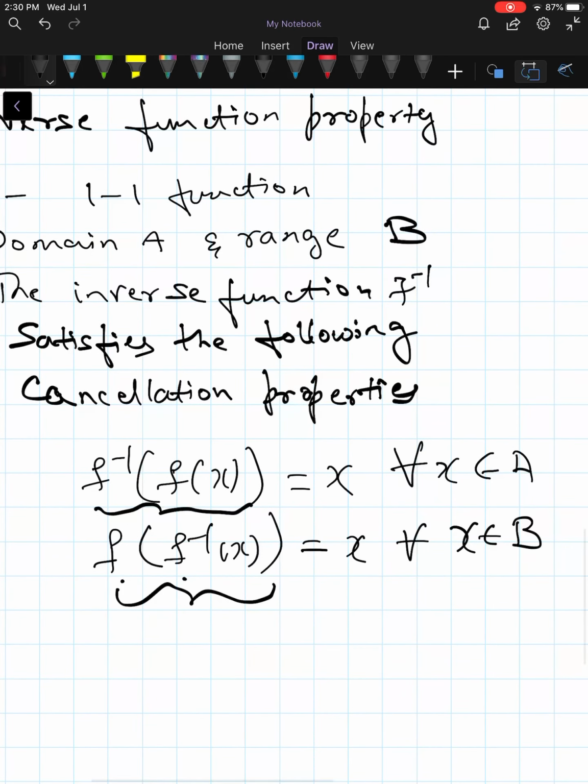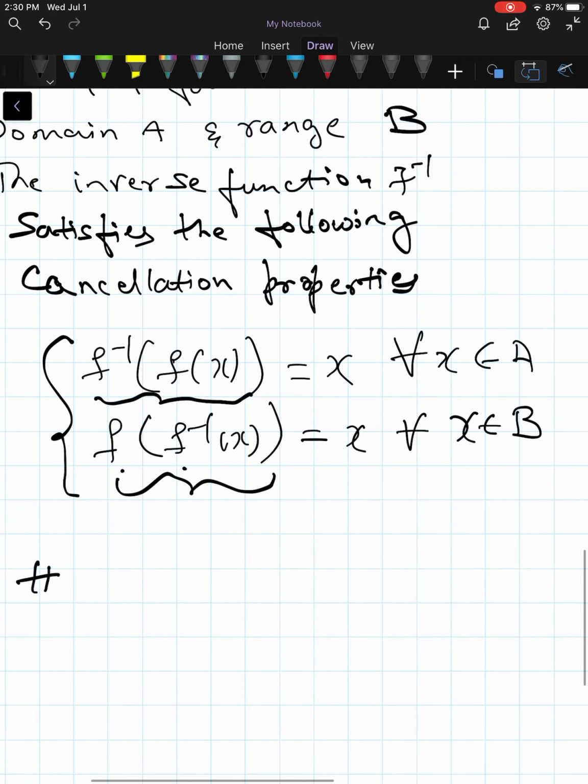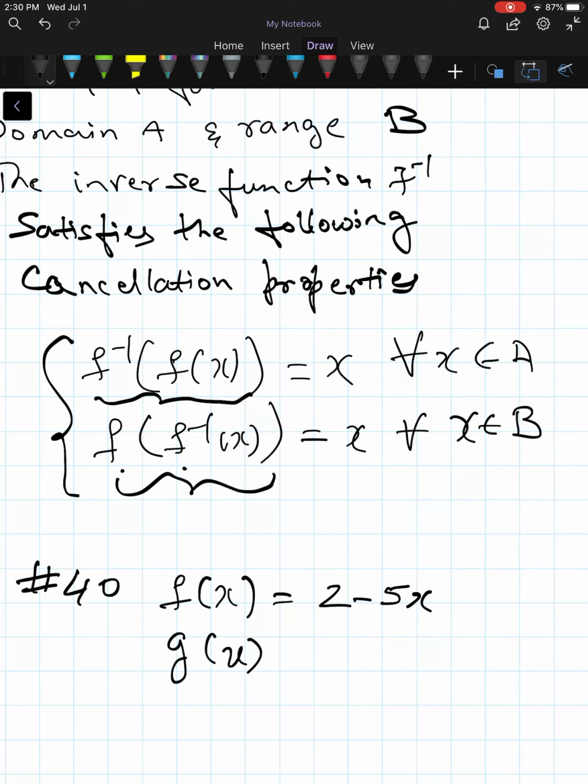Okay, so if f is one-to-one and it has an inverse function, it satisfies these two properties. Let us use it to find the inverses of a function. Going back to exercises again. This is exercise number 40. Use the inverse function property to show that f and g are inverses of each other. So f is given to be 2 minus 5x and g is given to be (2 minus x) divided by 5.